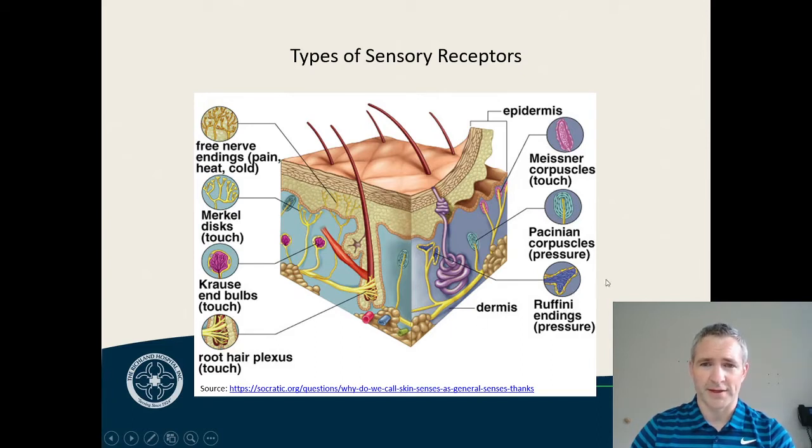Okay, and I have a diagram in a couple slides that goes through what each one of these different sensors detect. And so you can see, down here, this is the root of your hair. So when you feel a breeze that goes across your hair, these are the sensory receptors that detect that, and then they send that signal on to your brain. Okay.